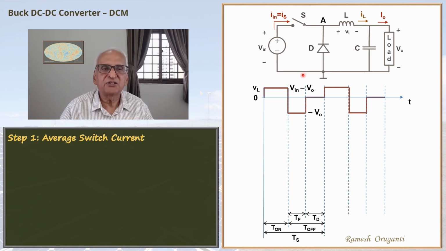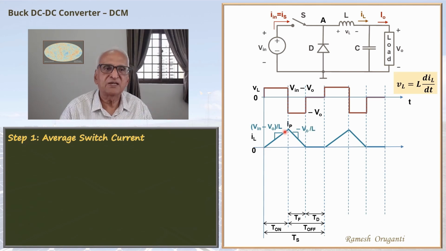So this is the inductor voltage waveform. When the switch is on, the voltage is Vin minus V0. When the switch is off, during the freewheeling interval, the voltage is minus V0. And then during the discontinuous interval, the voltage will be 0. The inductor current starts from 0, goes at a slope of (Vin minus V0) by L to a value IP, some peak. And then when you switch off the switch, the current falls at the rate of minus V0 by L, hits 0 after an interval of TF, and then stays at 0 during the discontinuous interval.